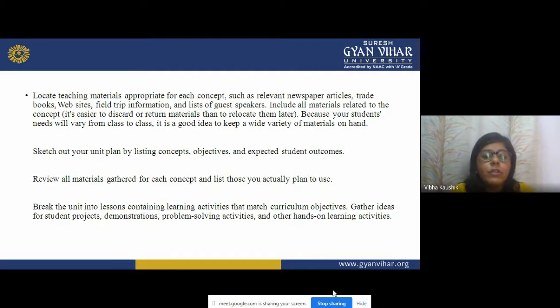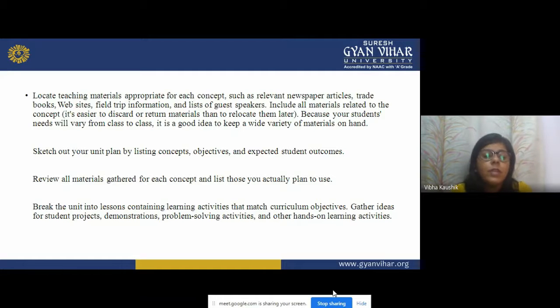Review all materials together for each concept. Now, all materials gathered for each concept, you have to review and list those you can actually plan to use. Now, review all materials gathered by you for each concept which you are going to teach. Now, what will be the review? Whether that material will be useful for me to teach the concept or not, whether I should go with this teaching material or not, and list those you actually plan to use. You have collected a lot of teaching materials, but now you have to make a plan that these are the teaching materials that I am going to actually use while delivering the teaching lesson plan.